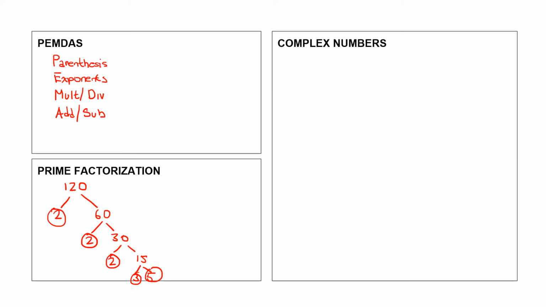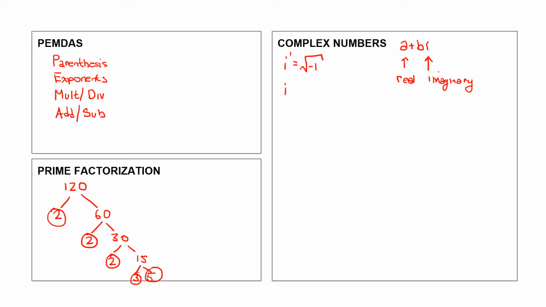Okay, moving on to complex numbers. Complex numbers are in the form a plus bi. They always have a real part. It could be 0, but it also has an imaginary part. So imaginary numbers are defined as the square root of -1. So this is i to the first power, right?